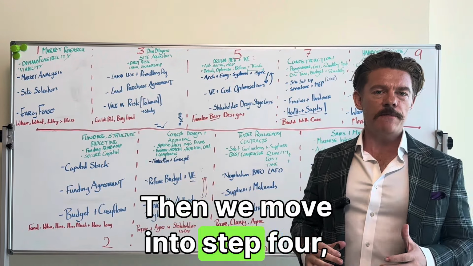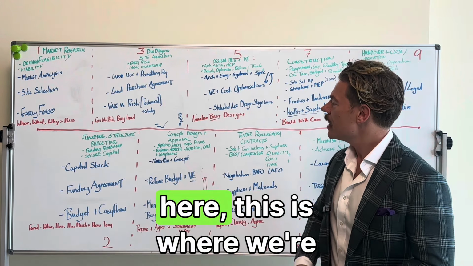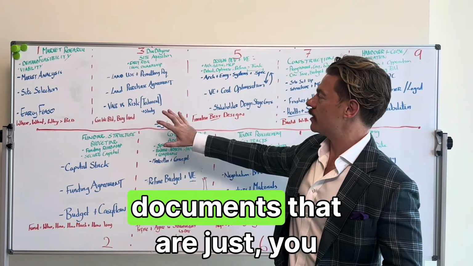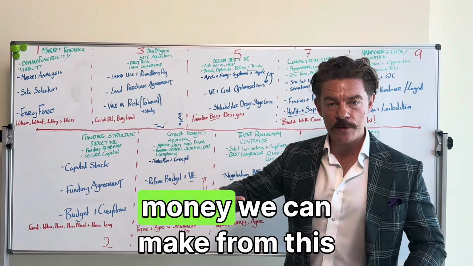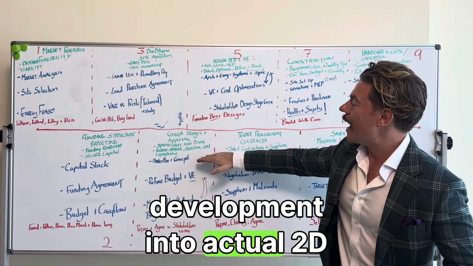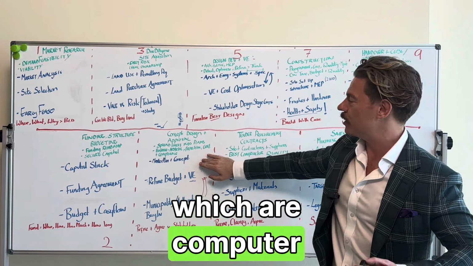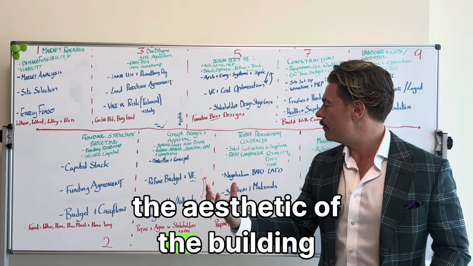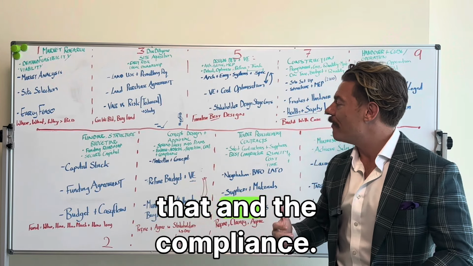Then we move into step 4, which is the concept design and approvals stage. Now here, this is where we're going to turn the spreadsheets we've got, the Excel documents that are just funding requirements and calculations on how much money we can make from this development, into actual 2D, 3D plans, pictures, CGIs, which are computer generated images. And we're going to start to balance the aesthetic of the building that we're creating, the functionality of it, the cost of that, and the compliance.